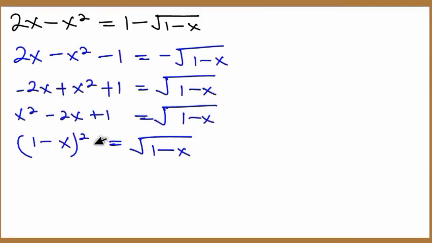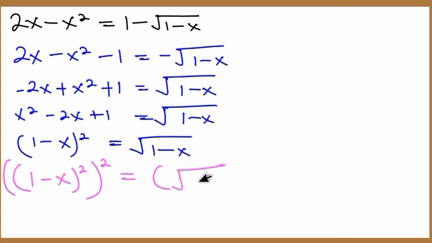So from here, what I have to do is to square both sides of the equation. So squaring both sides of the equation, I'll have 1 minus x to the power 2 all to the power 2 equals my root 1 minus x all to the power 2. So now this one gives me 1 minus x all to the power 4 equals 1 minus x. So this one cancels this one.